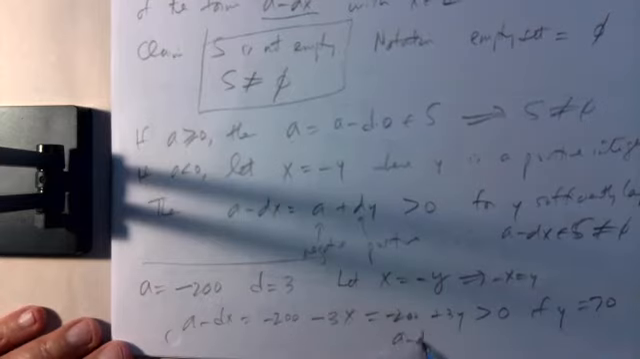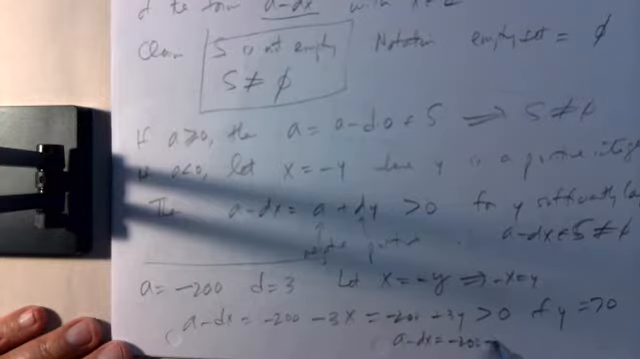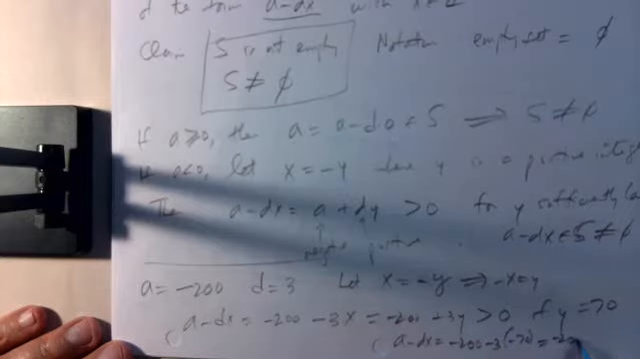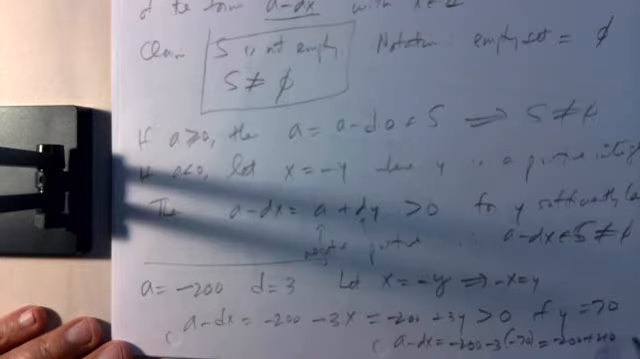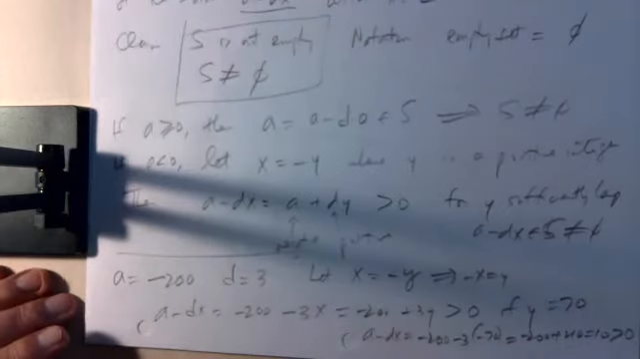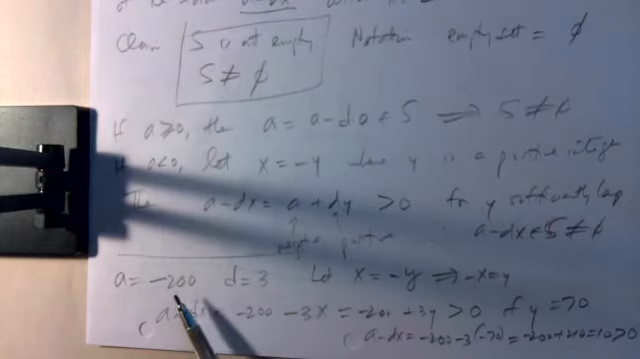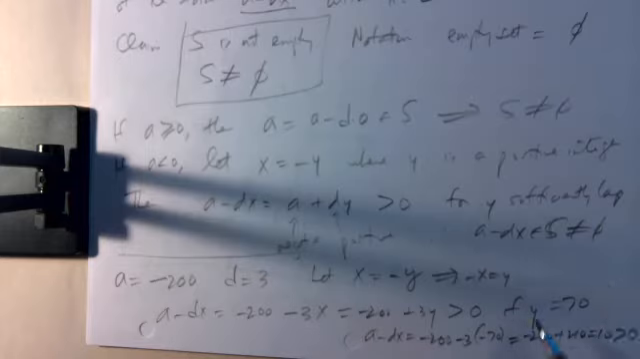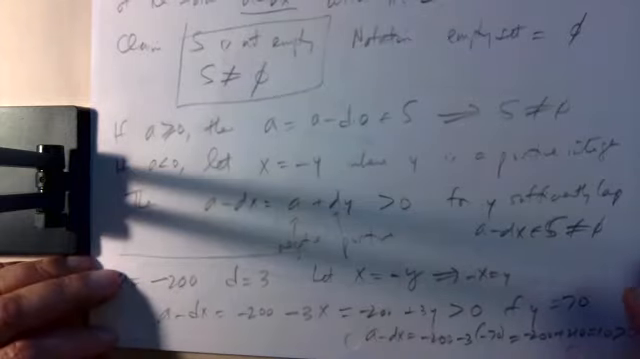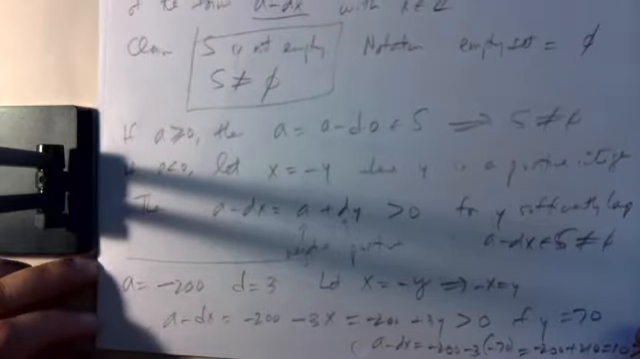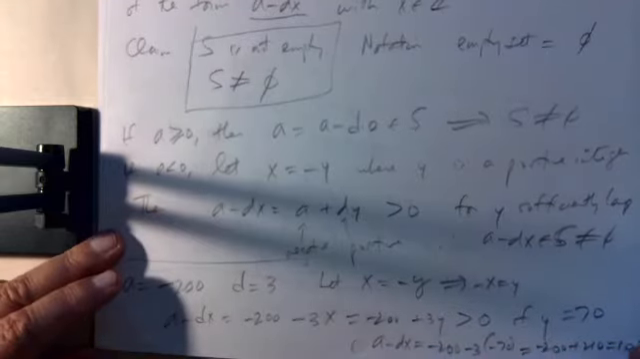So A minus DX, A is minus 200, minus 3, that's minus D, times minus 70, that's minus 200 plus 210, that's positive. Right? 10 is positive. So even when A is negative, if D is positive, D is always positive, I can always choose an X such that A minus DX is positive. So in this example, where A was minus 200 and D is 3, I let X be equal to minus 70. And then A minus DX is positive. So if you look at the example, and think about it for a bit, usually with some paper and pencil handy, then this more general statement becomes pretty clear.